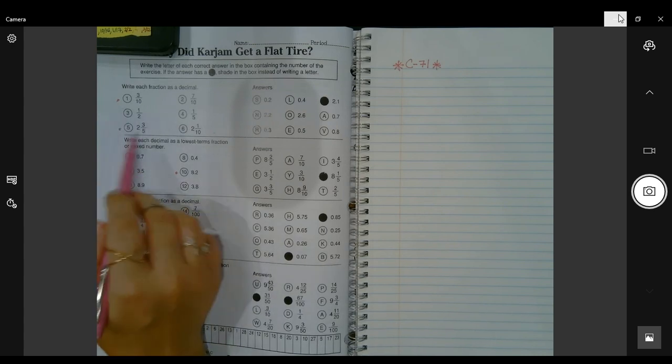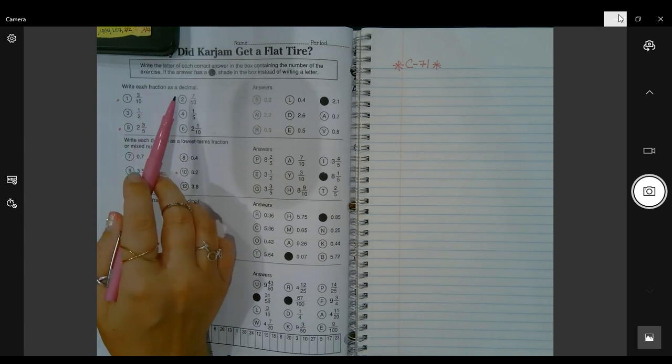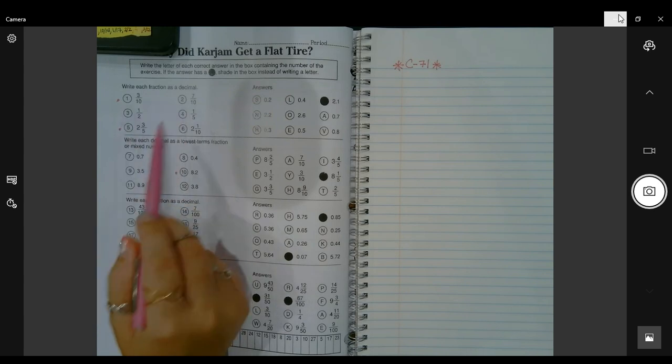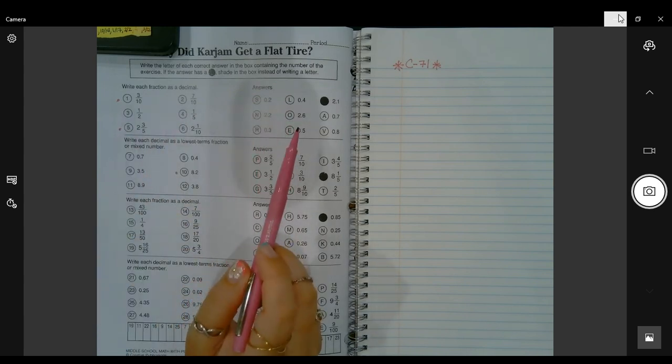From this top section, where you're to write a fraction as a decimal, this is the same as this set right here of 13 through 20. So these are the problems, and these are where you're going to find your answers.